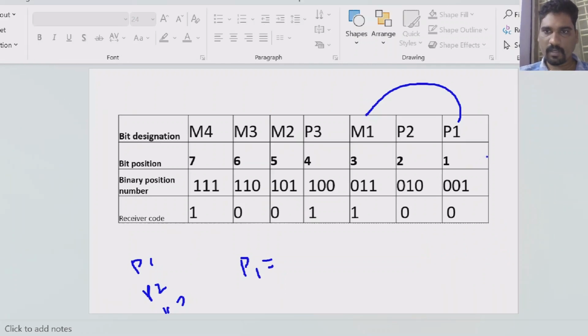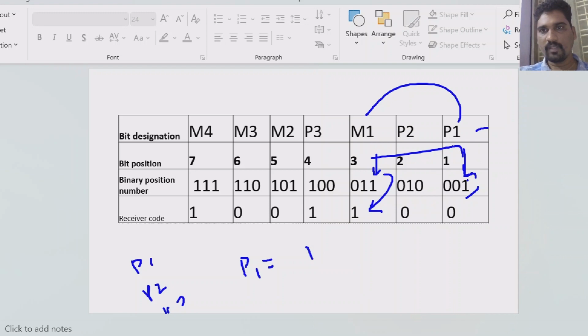In which location do we have the 1 in the parity bit value? This is the LSB bit, we have 1. So it should be compared with M1: is the LSB bit 1 or not? Here we have the LSB bit value 1, and here also the LSB bit value is 1. If both match, this value is 1, we need to write.